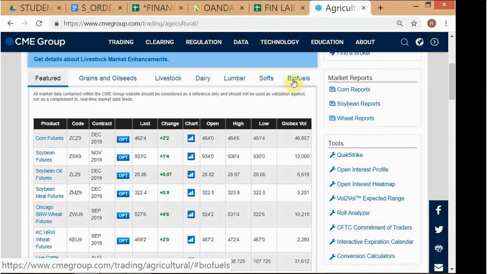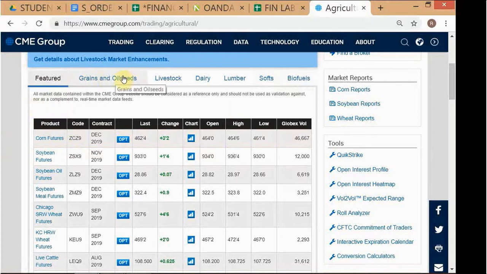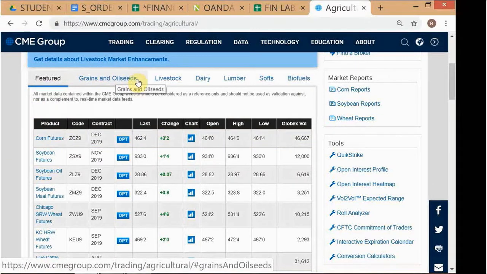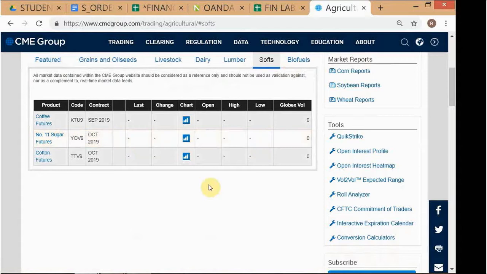Now, where will I find sugar in this? Under what category? Grains and oilseeds. Sugar is a grain and oilseed. I'll find it under dairy. Then softs. Softs is sugar, cocoa, coffee. Cotton is also there.